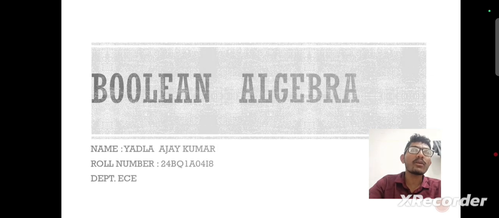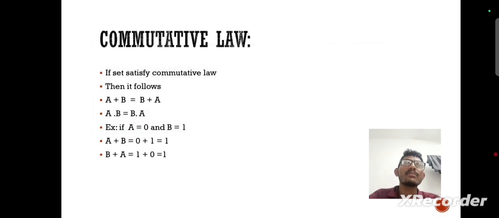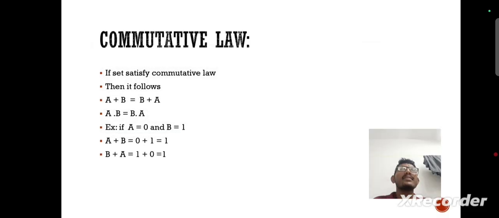Today, I want to tell you a seminar topic about Boolean algebra. Boolean algebra is basically based on mainly two bits, that is 0 and 1. When we use 0 input, that is false, and when we use 1 input, that is true. Basically, Boolean algebra is based on AND, OR, and NOT gates.